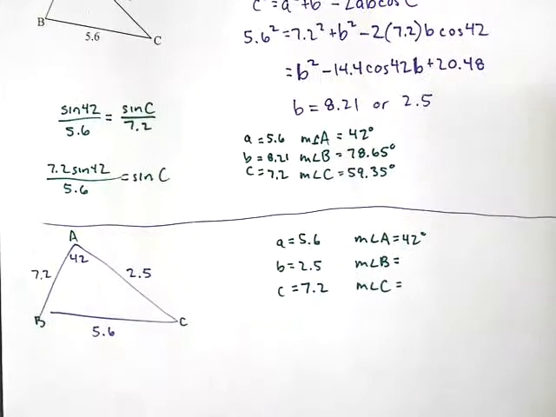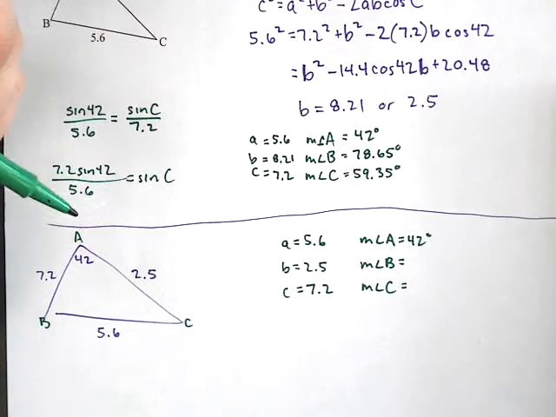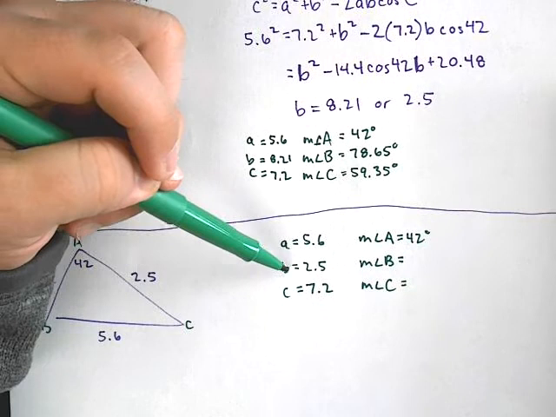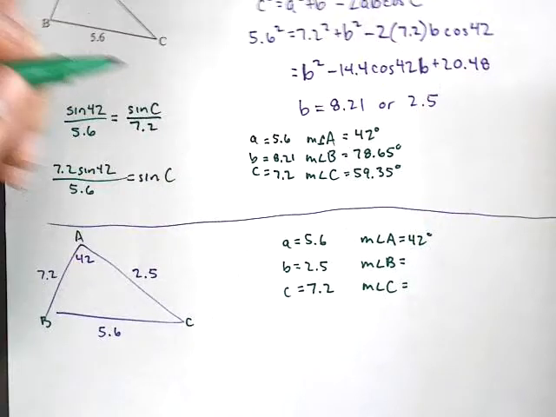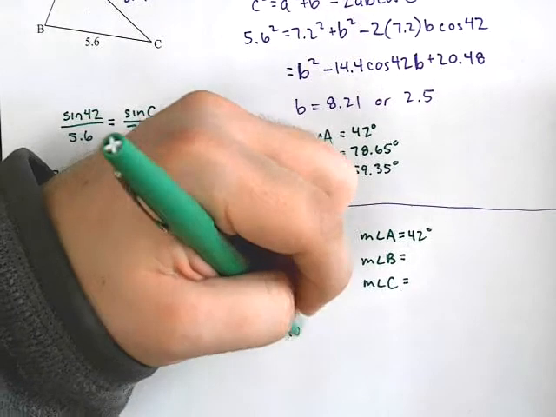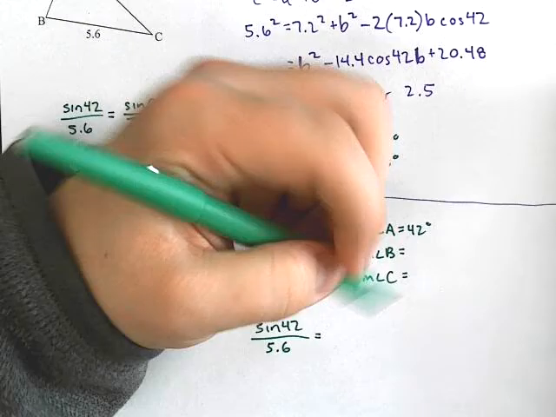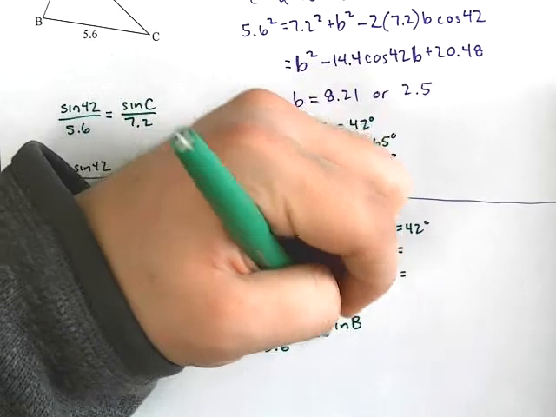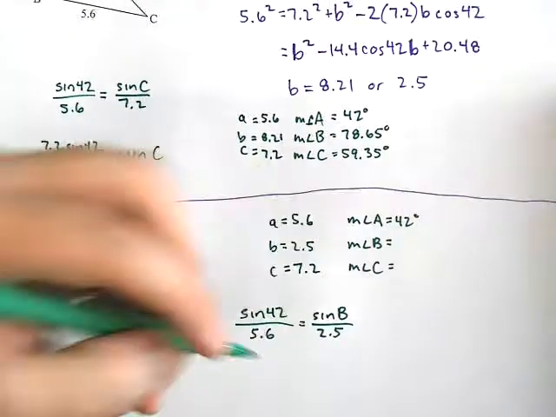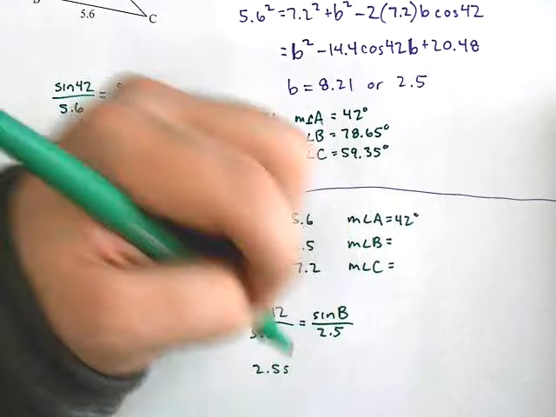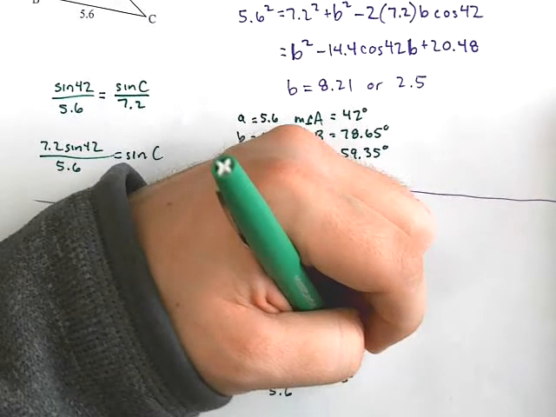We have to do the exact same thing with the second. Please be very careful. You want to get the smallest angle first. So that means that we want to get angle B. So when I set this up, again, I'll start with sine 42 over 5.6, but now I'm going to use sine of B over 2.5. And when I do that, 2.5 sine 42 over 5.6 equals sine B.